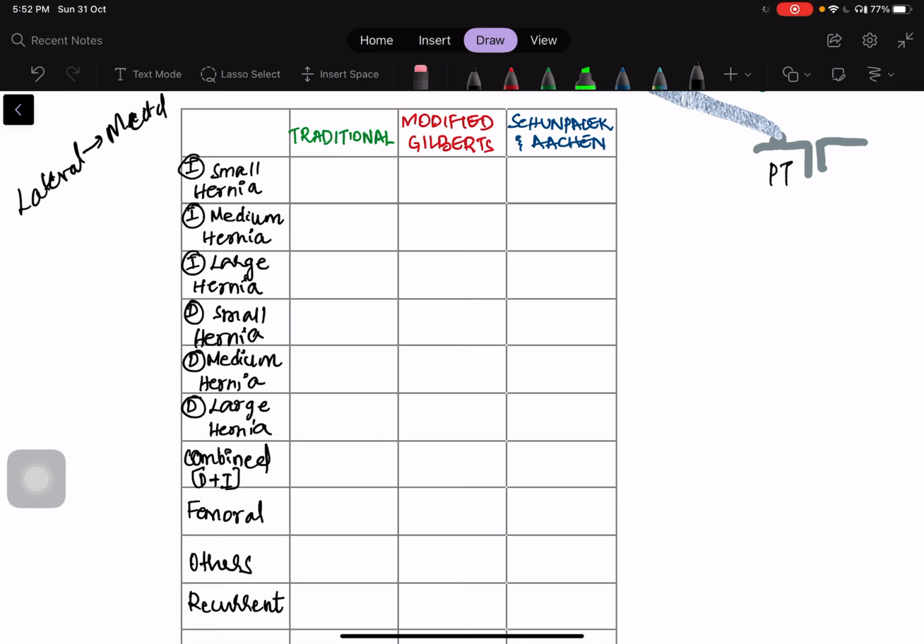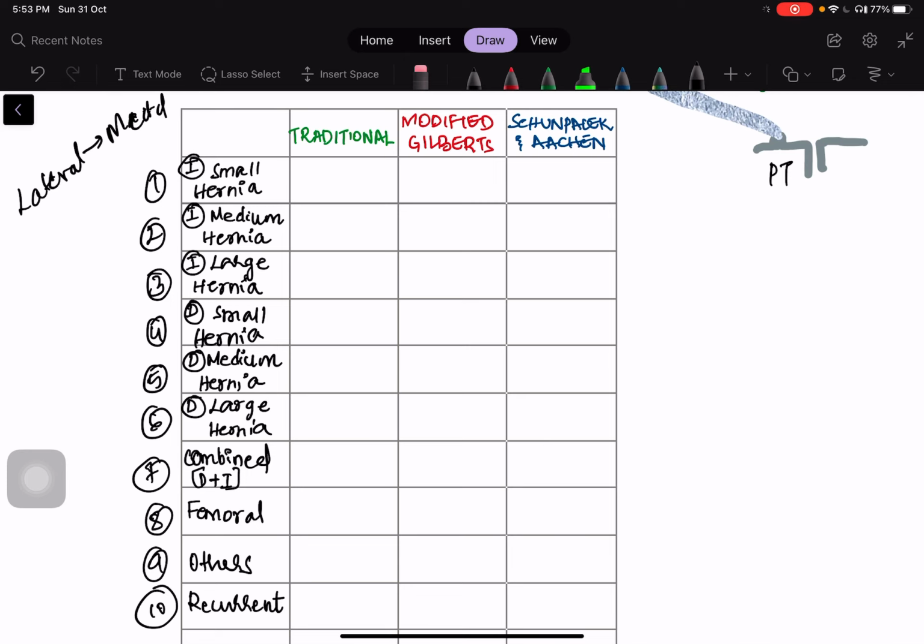We can have an indirect small hernia, an indirect medium hernia, or an indirect large hernia, depending upon the fingers: less than 1.5 centimeters, 1.5 to 3 centimeters, or more than 3 centimeters. Then a direct small hernia, a direct medium hernia, and a direct large hernia, followed by a pantaloon hernia or a combined hernia. Eighth is a femoral hernia. Ninth is others, and tenth is a recurrent hernia.